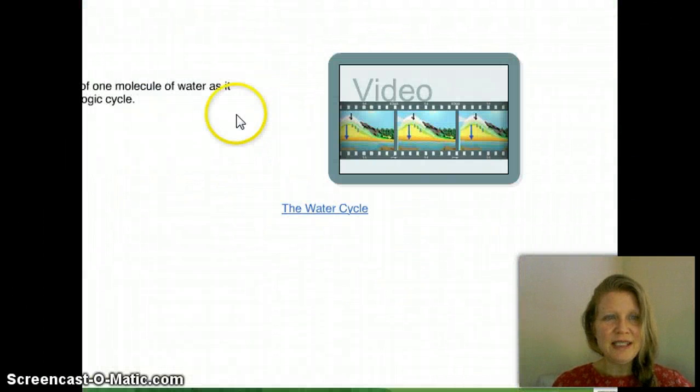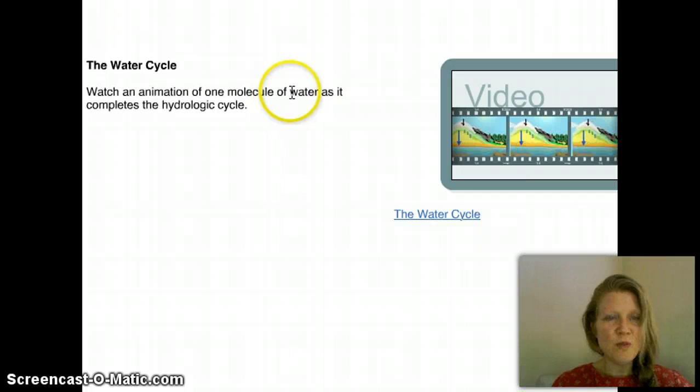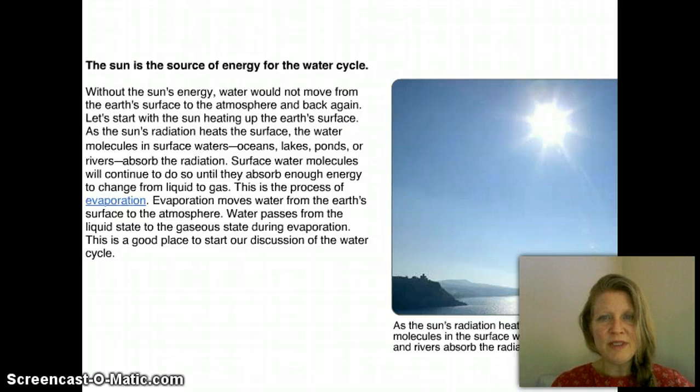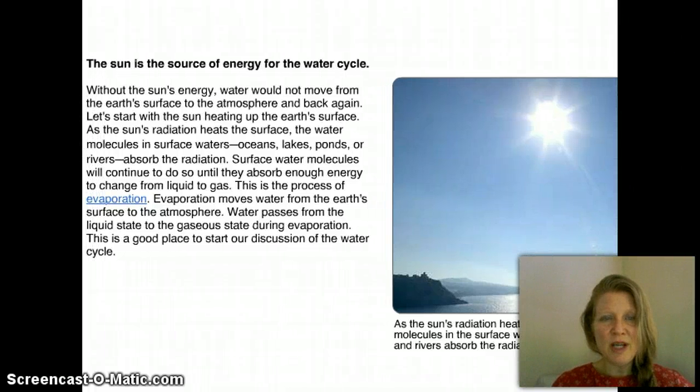Another focus of the lesson is looking at the water cycle through an animation of just one molecule of water as it completes a hydrological cycle. Another component of this lesson is discussing the role of the sun in the water cycle, because without the sun's energy, water could not move from the Earth's surface to the atmosphere and back again.